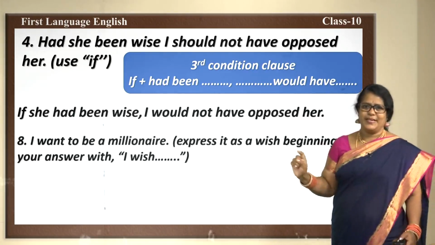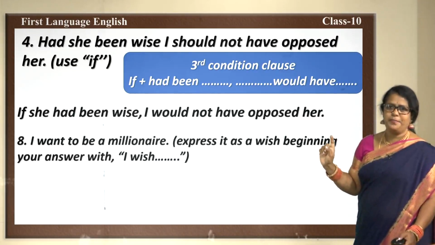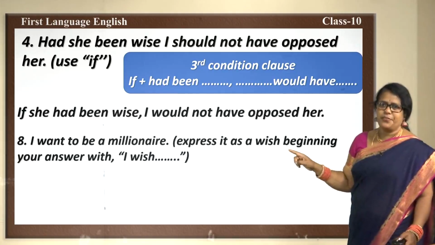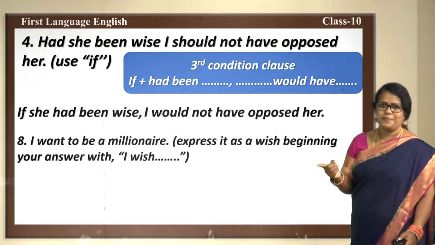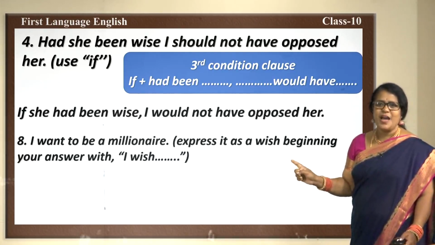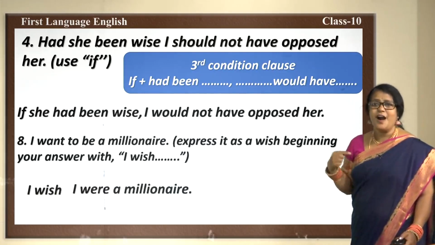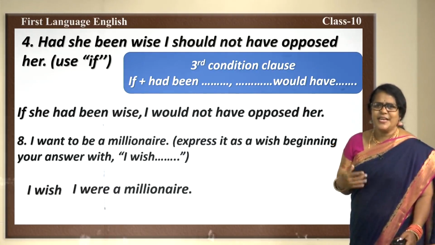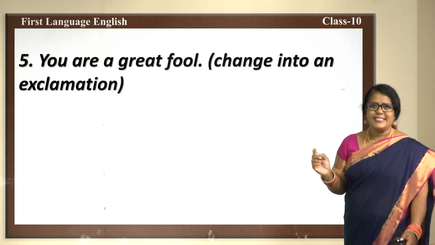Let us work out this one. Let us see the instruction here. What is the instruction given? I want to be a millionaire. Here the instruction is express it as a wish, beginning your answer with I wish. Now the sentence should begin with I wish. Let us see. I wish I were a millionaire. Right? Here we are telling our wish. Fine.